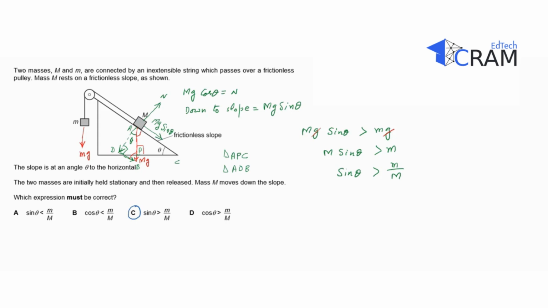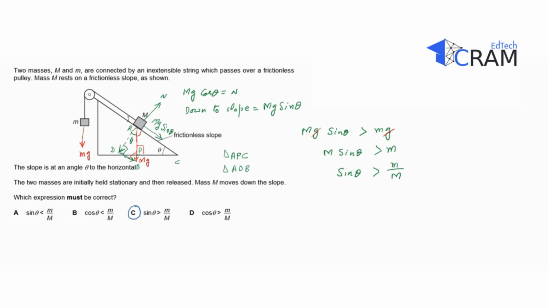This question came in May-June 2018, variant 3, A-level physics. It's question number 7. It says two masses, capital M and small m, are connected by an inextensible string, which passes over a frictionless pulley.